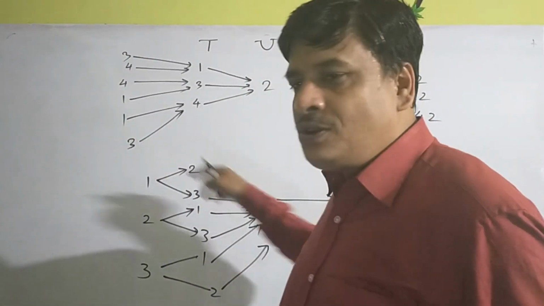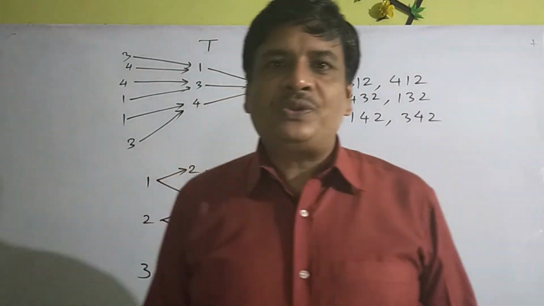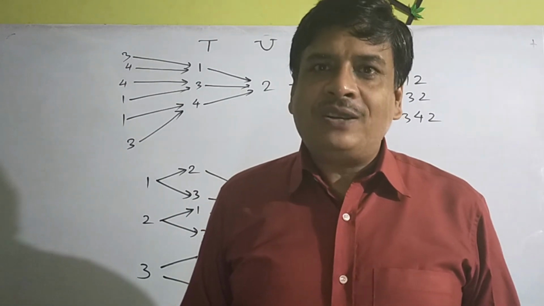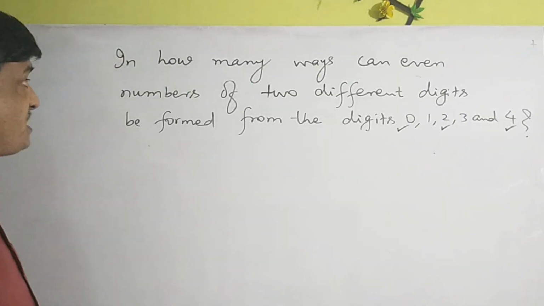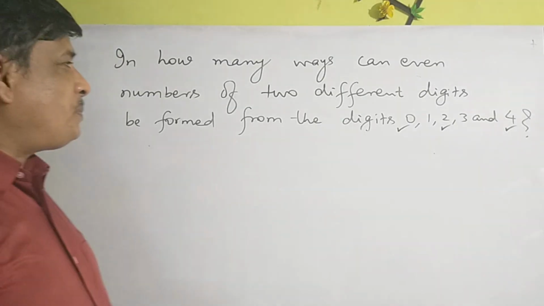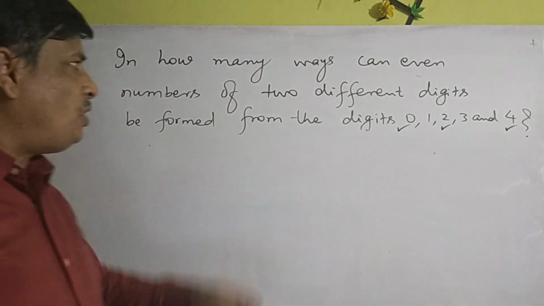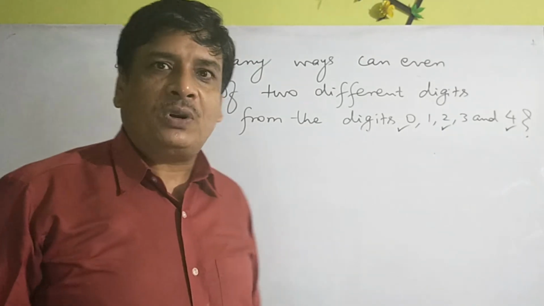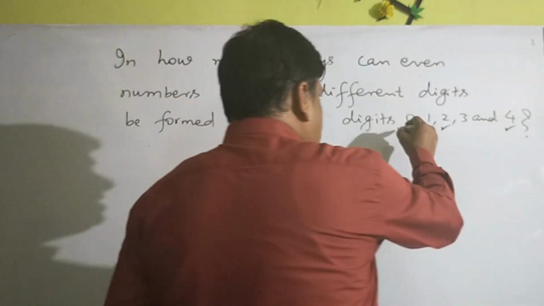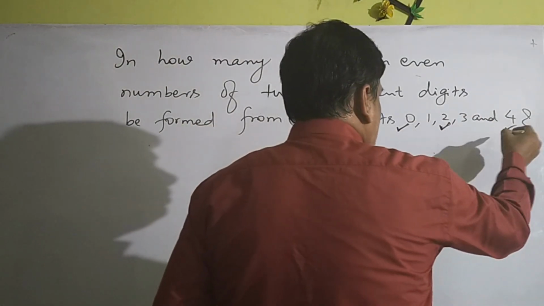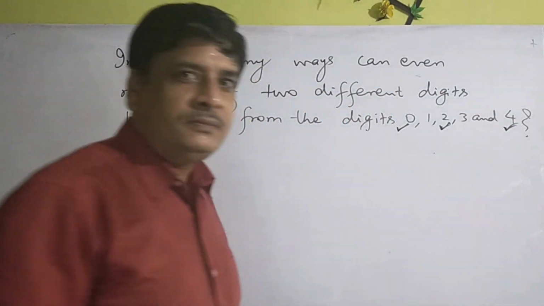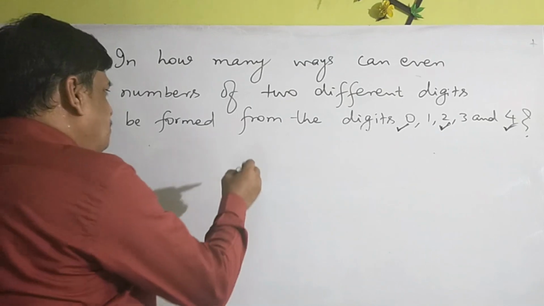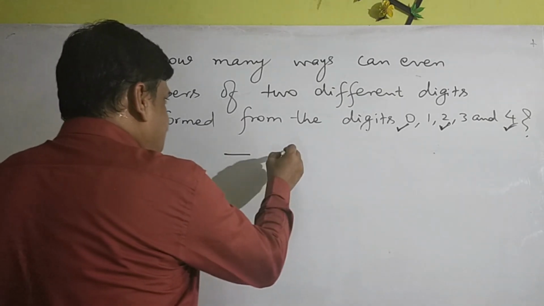But this process we should not follow. We should use the addition and multiplication principle of counting while forming such numbers. In how many ways can the even numbers of 2 digits be formed from the digits 0, 1, 2, 3 and 4? What are the even digits? These are 0, 2 and 4. We have 2 vacant places.